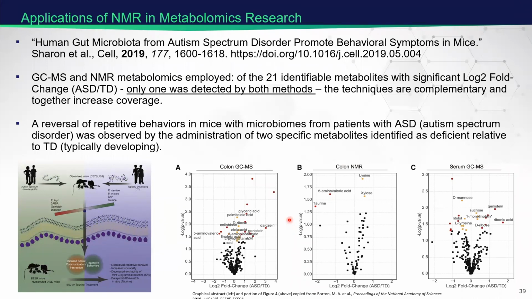This one's of human interest, looking at autism spectrum disorder, where they implanted microbiota from children who had autism spectrum disorder into mice, and then they saw behaviors that were typical of the disorder in the germ-free mice that they had implanted these in.